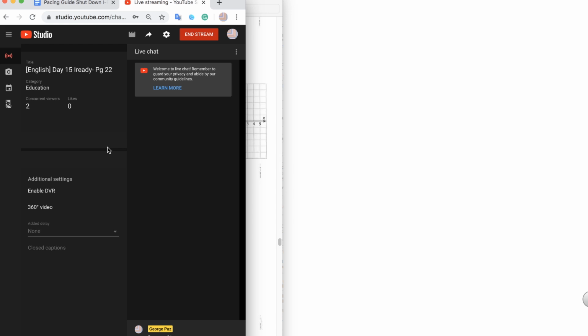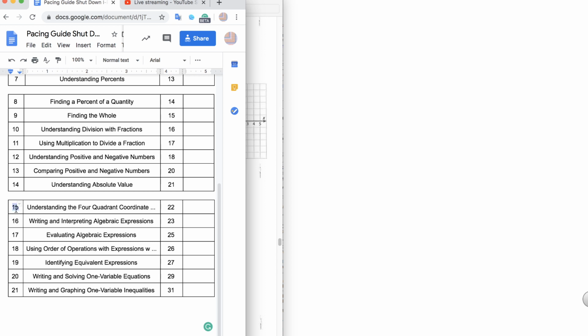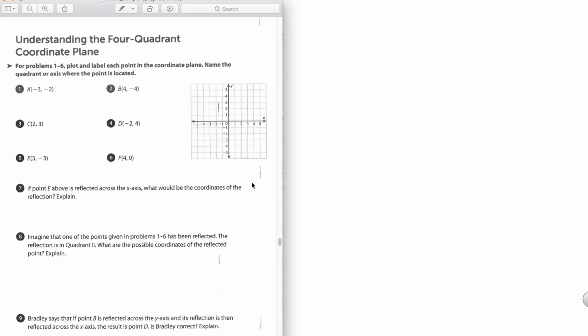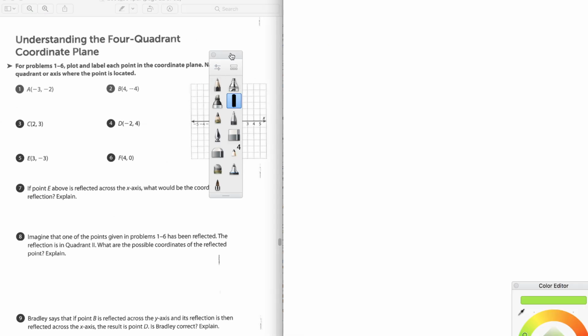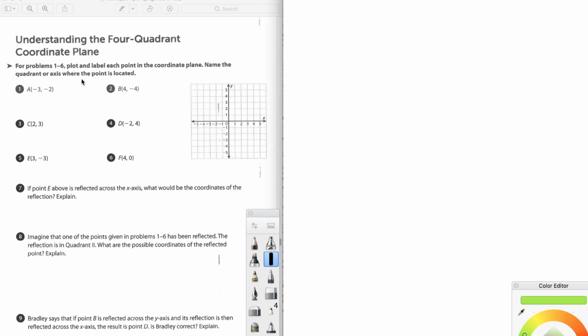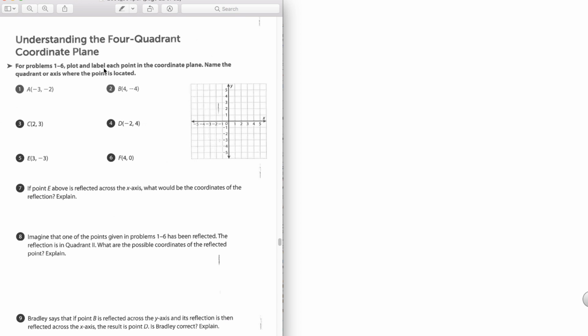This is for day 15, page 22. So day 15, page 22, understanding the four coordinate plane, the four quadrant coordinate plane. Now we're going to start off with the first question. For problems 1 through 6, plot and label each point on the coordinate plane. Name the quadrant or axis where the point is located.